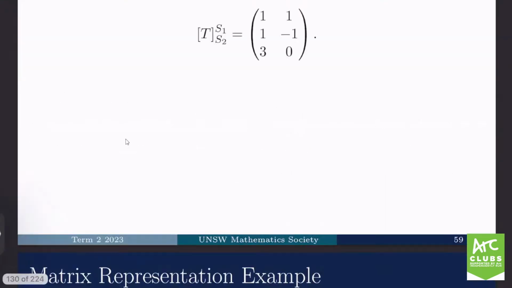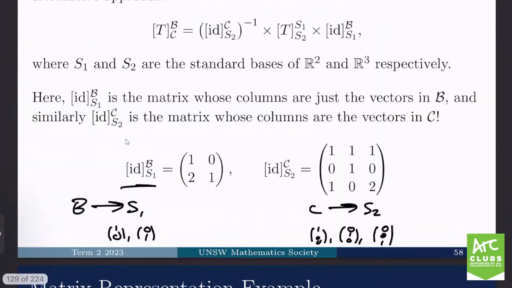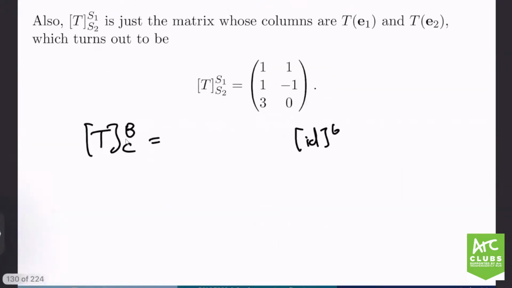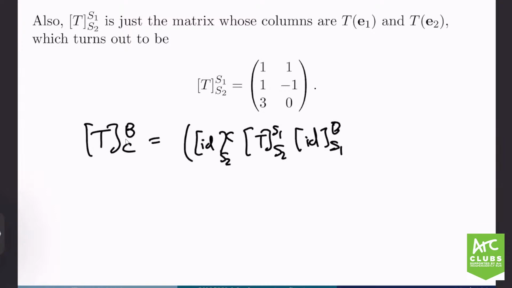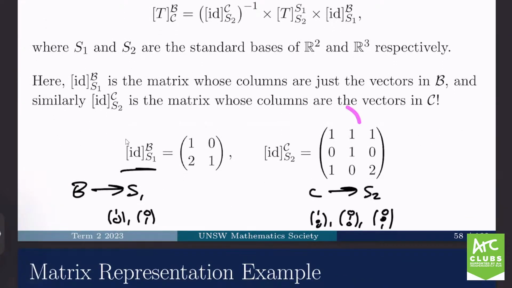And now in order to find the representation with respect to C and B, the first thing I need to do is convert my basis B to the standard basis. And then once I'm in the standard basis, I'm going to apply the linear transformation, so I go from my standard basis 1 to my standard basis 2. And now what I need to do is go the other way around, so go from my standard basis 2 to the basis C. And in order to do that, we have to find the inverse of this matrix here.